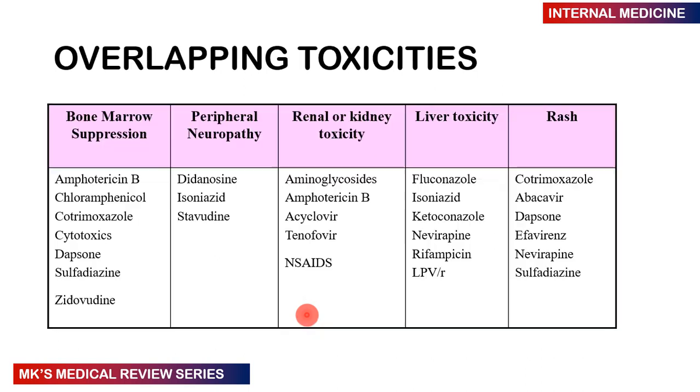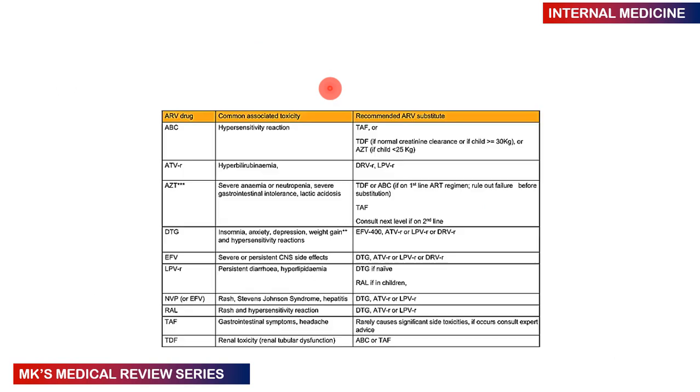So here are some overlapping toxicities with bone marrow suppression, and here are the drugs: peripheral neuropathy, here are the drugs: renal and kidney toxicity, liver toxicity, as well as rash. Take your time, get a screenshot of this, and get to learn it. Now here is a summary of the ARV drugs, the common side effects, as well as what you should do and how you should substitute these. So take your time, actually look at this. I've talked of almost everything that's seen on this slide, so this should make a whole lot of sense.